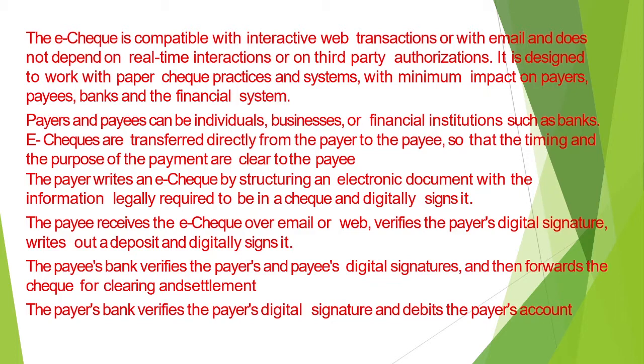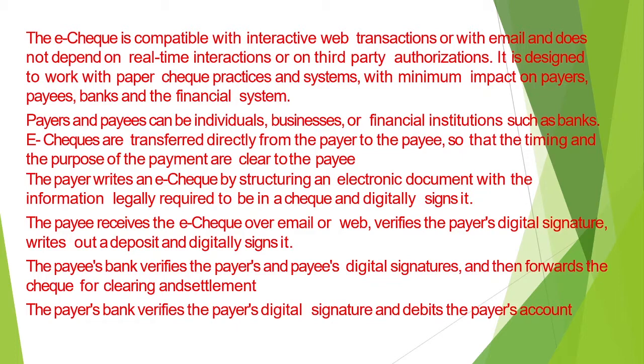The payer writes an e-check by structuring an electronic document with information legally required to be in a check and digitally signs it. If I want to prepare a check physically, the bank provides bundles of 100, 50, 25 and 10. I write the payee name and money, the payee account number is enabled for quick transaction, money in words and digits, and later I sign it. In the same manner, that is generated in the system. The payee receives the e-check over mail or web, verifies the payer's digital signature, writes it out to deposit and digitally signs it. That's all.